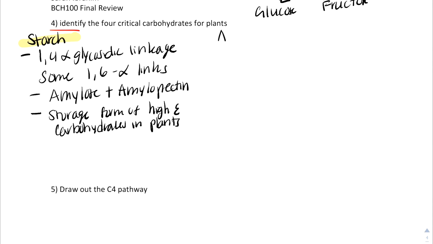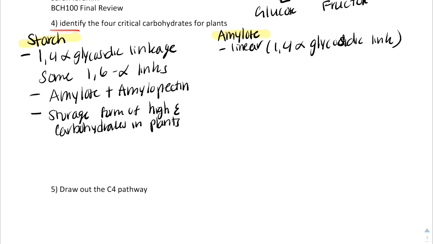So now let's get into amylose. So amylose is linear. When something is linear, it's not branched. And it's a 1,4 alpha glycosidic link. And that's honestly the most important part that you need to know. And it's just a 1,4 alpha glycosidic linkage of linear chains of glucose. So there's no branching.